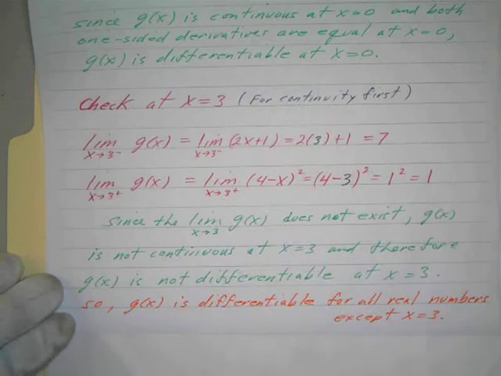Remember, if it's not continuous, it's not differentiable. If it's differentiable, it's continuous. If it's not continuous, it's not differentiable. That's the contrapositive. Okay, so that means it's differentiable for all real numbers except for 3. We're okay at 0, but not at 3.